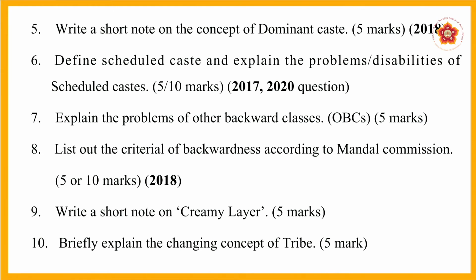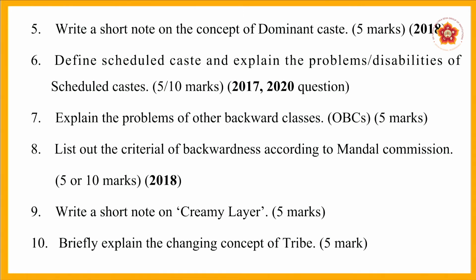So if it is of 5 marks, just briefly explain. First you have to define what are the other backward classes, and then what kind of category it was. It was an indefinite abstract category, all that you have to write. Unorganized category, then it is based on economic backwardness, educational and social backwardness, and they are politically unorganized.